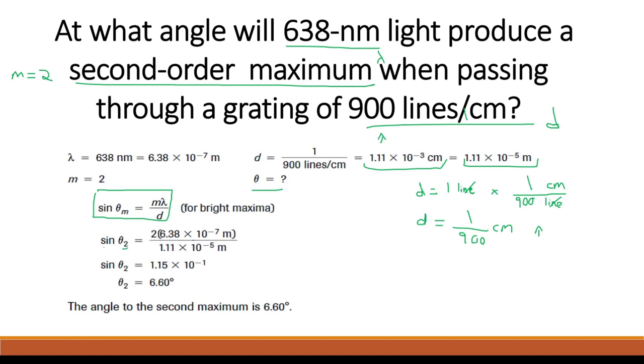We declare theta. We specify order 2. Good convention: put 2 for the m. We substitute 2, 6.38 times 10 to the negative 7 meters, and 1.11 times 10 to the negative 5 meters. We have our units matching, meters and meters, and we can just take the sine inverse of this value, and we find that theta 2 for the second order maxima is 6.60 degrees. That's our final answer.